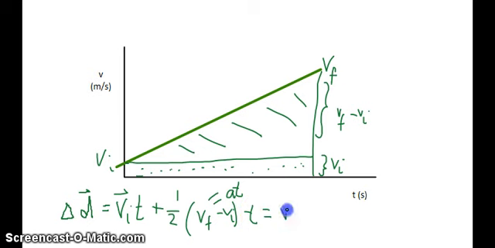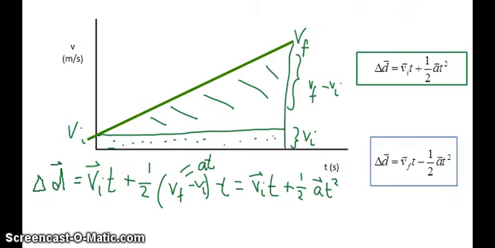Our change in displacement is equal to initial velocity times time plus 1/2 of our acceleration times time squared. So there is our equation for change in displacement. Change in the displacement equals initial velocity times time plus 1/2 acceleration times time squared. Congratulations, you found it. Write it down. Put a box around it.